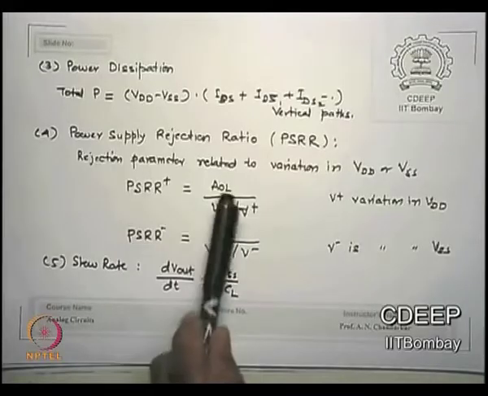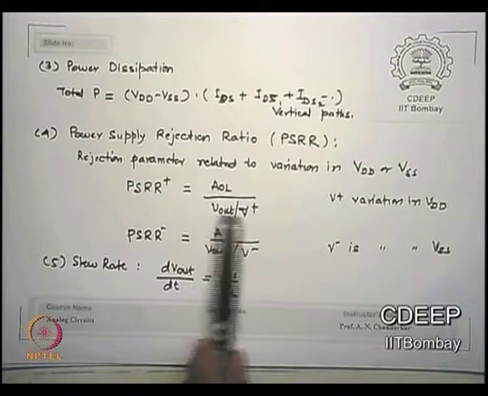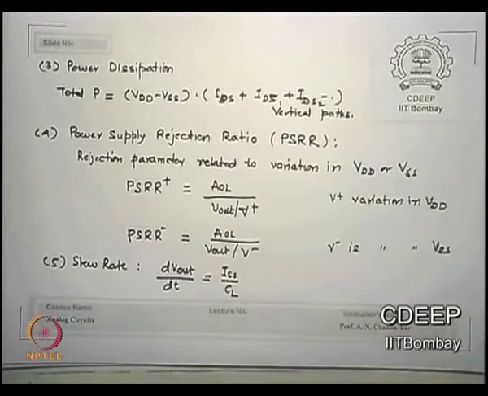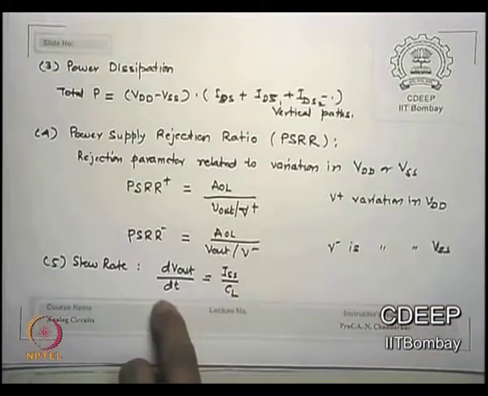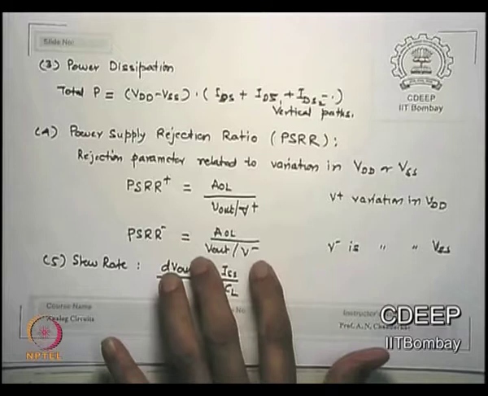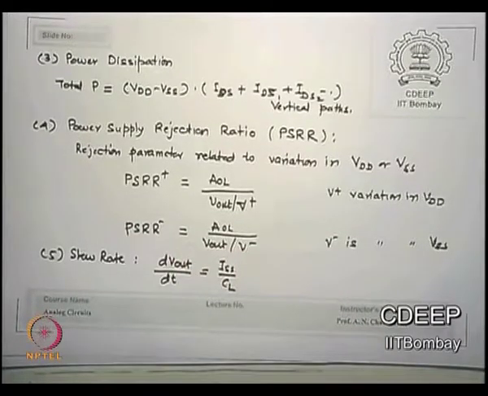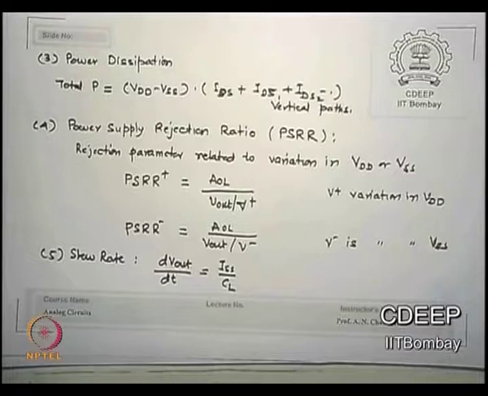So we define PSRR plus as the open loop gain AOL divided by Vout over V plus. Because of this ratio, whatever change occurs is decided by the power supply. Why plus? Because it is on the VDD. By the same logic, PSRR minus is AOL divided by Vout over V minus. You can see what I am essentially talking about: variation in output due to variation in VDD or VSS. These values are essentially called power supply rejection ratios.